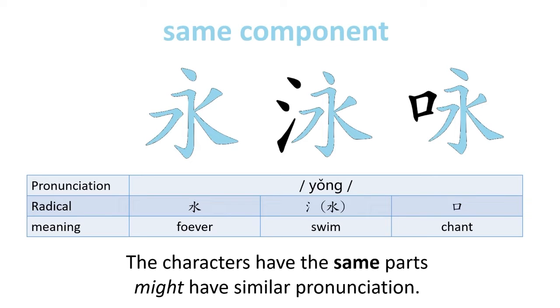These three characters have the same pronunciation, 永. And you can find they have the same part of the 永 we have learned. However, they have different radicals and meanings. The left one is forever, the middle one means swim, and the right one is chant. Radical relates to the meaning of a character, but not the pronunciation of it.